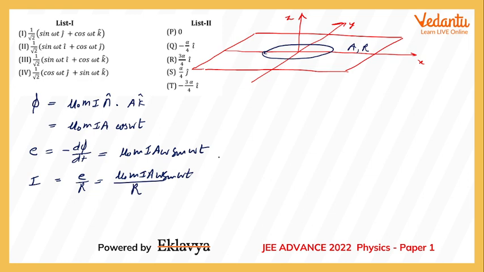Okay. Now if this is the current, then the magnetic moment will be given by I into area, into, while writing flux, we considered this as the area vector.